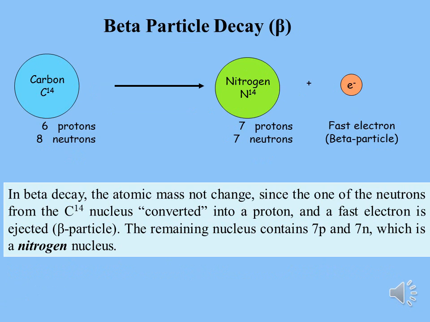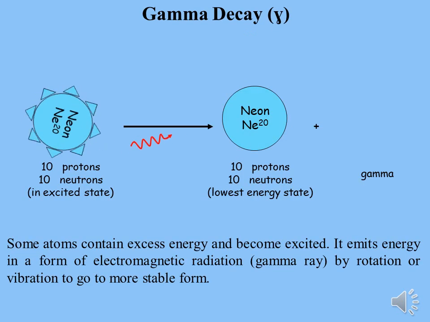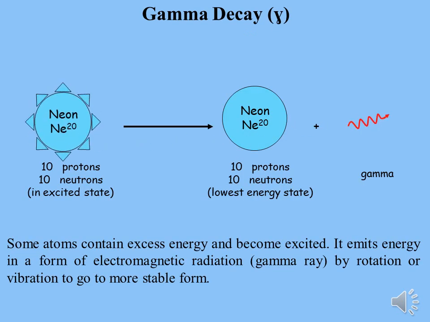Beta particle decay. As in the figure, in beta decay, the atomic mass does not change, since one of the neutrons from the carbon-14 nucleus is converted into a proton, and a fast electron is ejected, the beta particle. The remaining nucleus contains 7 protons and 7 neutrons, which is a nitrogen nucleus. Gamma decay. Some atoms contain excess energy and become excited. It emits energy in the form of electromagnetic radiation, a gamma ray, by rotation or vibration to go to a more stable state, as you can see from the figure.